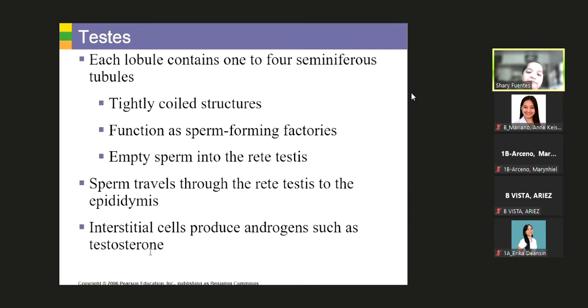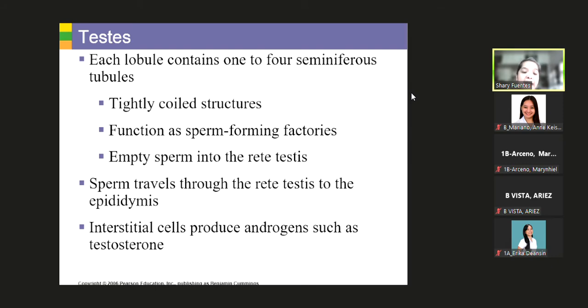Okay? Your interstitial cell that produces your testosterone is also known as the Leydig. Leydig, L-E-Y-D-I-G. Leydig cells. Okay? So, yan yung magiging flow niya. So again, nabuo natin, they will form in the seminiferous tubules. Okay? And then pupunta sa rete testis, then to the epididymis, then to the vas deferens, then out to your urethra and out for ejaculation.